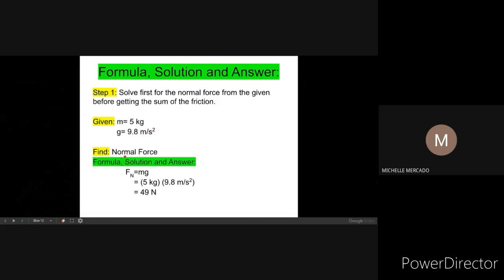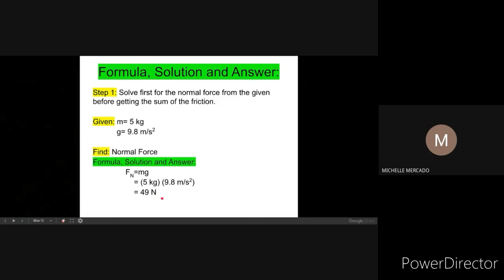Then we're going to find the normal force. So what will be the formula that we're going to use? Okay, again, normal force or weight is equal to mass multiplied by the given gravity or the constant value of gravity. So, ang given po natin again, transpose 5 kilogram multiplied by 9.8 meter per second squared. The answer will be 49 Newton.